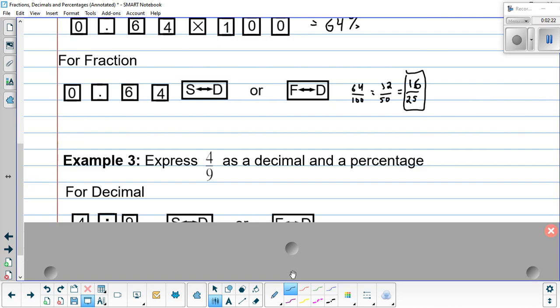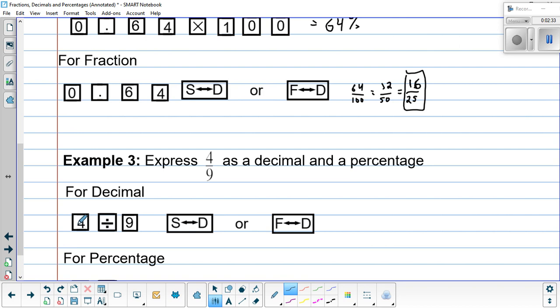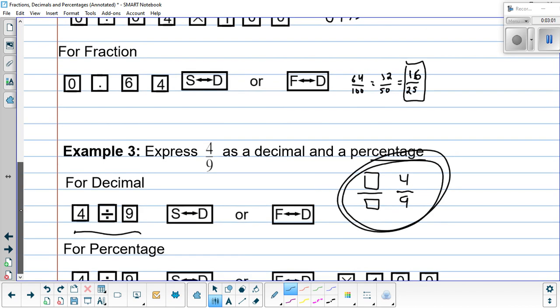And one more example we're going to do is express 4/9 as a decimal and a percentage. So for the decimal, all we're going to do is take 4, we're going to divide it by 9. That's going to give us our decimal. It'll give us a fraction to begin with, and then you can hit the S to D or F to D. Other way you could do it is find this function on some calculators that will actually allow you to put your 4 up top and 9 in fractional form, which is what division does. So it's kind of a waste of time doing it like this. I would stick to just division because that is what it's saying.